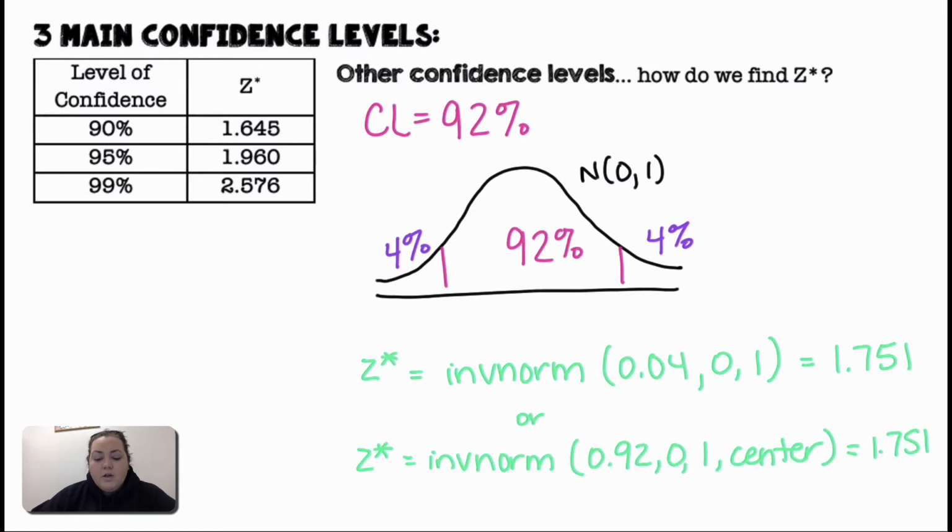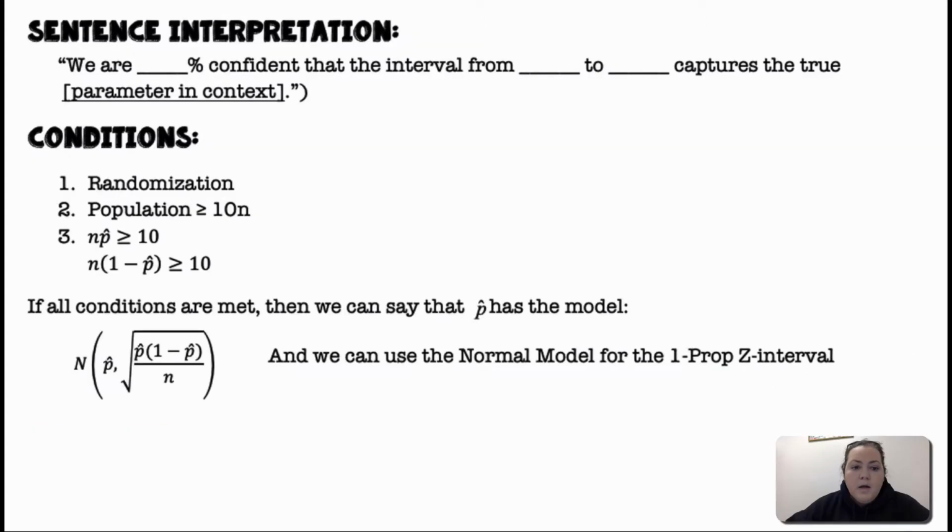On some of the calculators, you have the option to do left, right, center when you do inverse norm. So if you want, you could also do 92%, so 0.92, 0 for the mean, 1 for the standard deviation, and then pick center. And you'll get both the positive and the negative one. It's just telling you how many standard deviations I am away from the mean in order to capture 92% in that interval. Make sure if you're going to show work for finding z star that you label your calculator notation pieces.